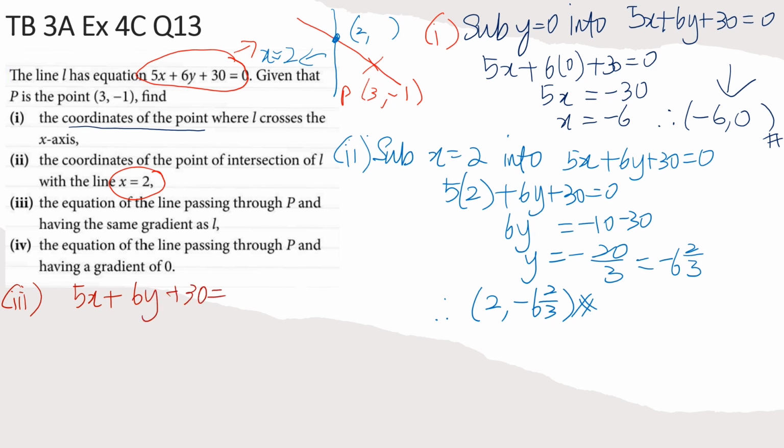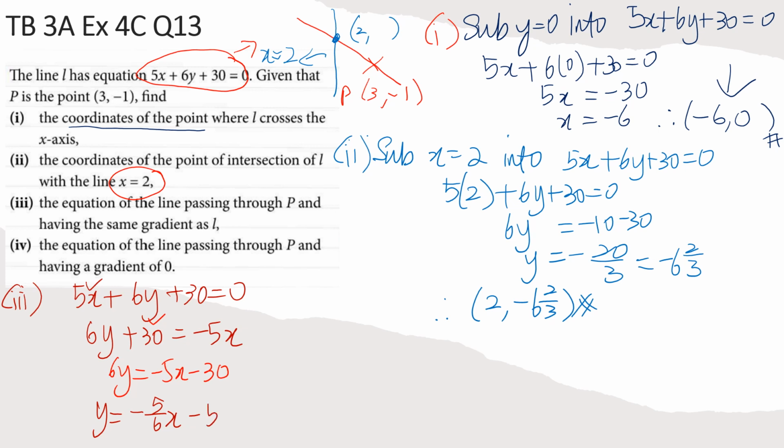So I need to do some manipulations. I need to rewrite this equation and make y the king. So I have to do some shifting. Let's shift this fellow away first, and then let's shift this. And I'm not done yet because I need to make y, not 6y, so I need to divide by 6 throughout. Therefore, y will be negative 5 over 6 x. Negative 30 divided by 6 will give you negative 5.